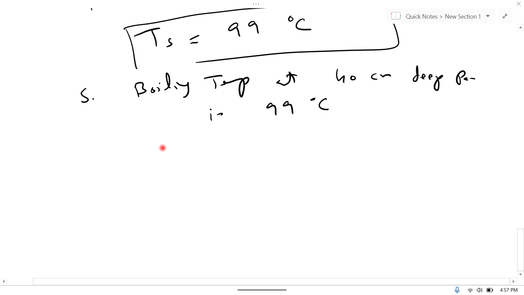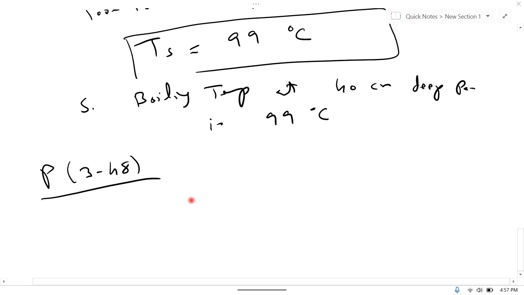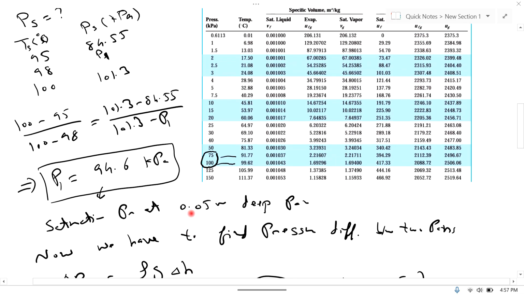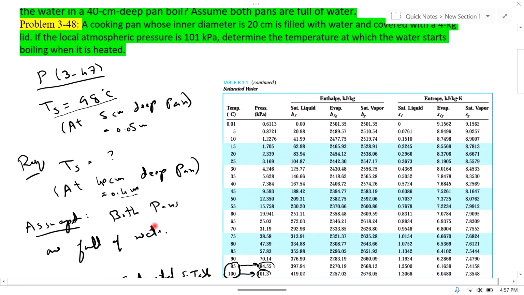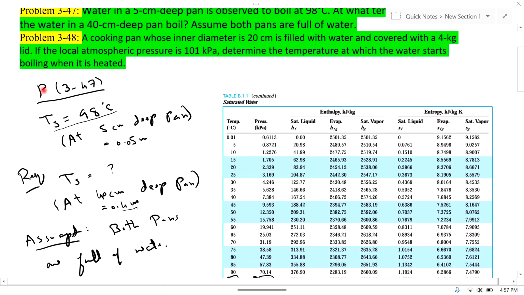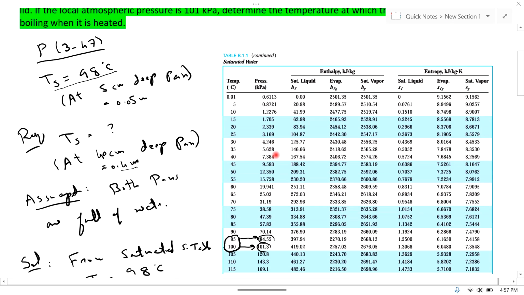Now we have to solve problem 3-48. The problem statement is: a cooking pan whose inner diameter is 20 centimeter is filled with water and covered with a 4 kilogram lid. If the local atmospheric pressure is 101 kilopascal, determine the temperature at which the water starts boiling when it is heated.